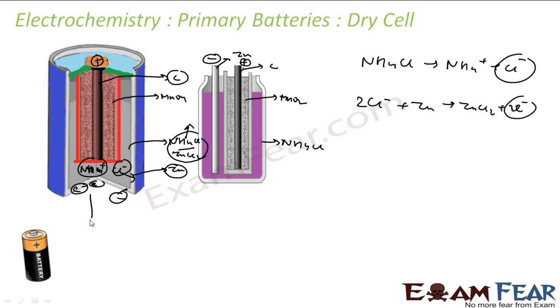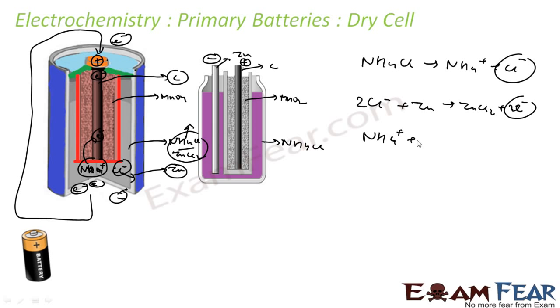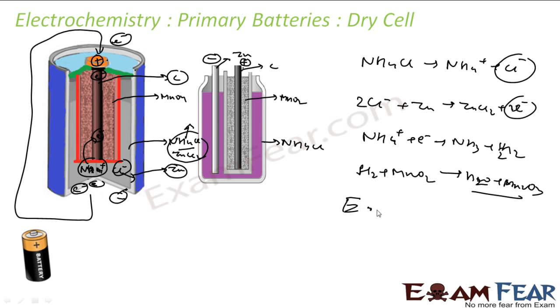Once you connect the circuit, the electrons flow from here to here. Carbon also gets electrons from the external circuit. The NH4+ which we have here will react with this carbon, because it has electrons to give, forming NH3 plus hydrogen gas. This hydrogen gas will be used by this polarizer, the MnO2, to form water and Mn2O3. Correct? That is a very simple reaction, and for this the potential is 1.5 volt.